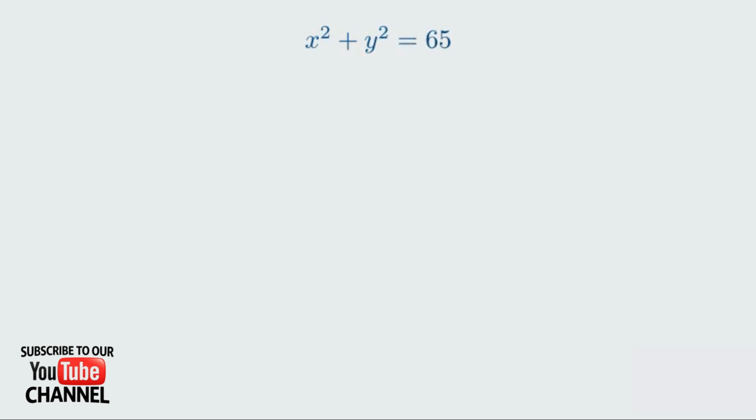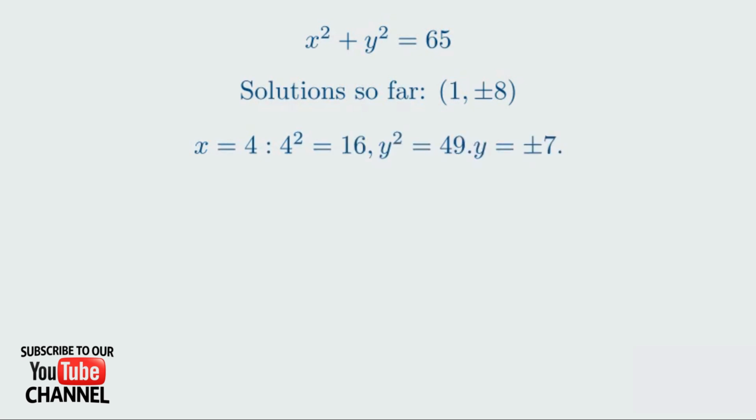We've already found solutions for x equals 1. Let's pick up where we left off. If x is 4, x squared is 16. Y squared is 65 minus 16, which is 49. The square root of 49 is 7. So, if x is 4, y is plus or minus 7. This gives us two more solutions, (4, 7) and (4, minus 7).